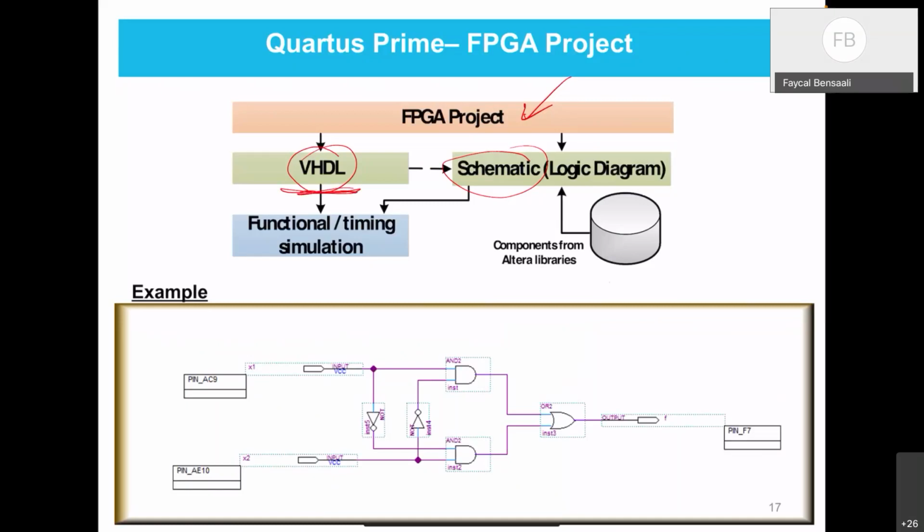You can add VHDL, you can add schematic. This is an example of schematic. We have a library where you can get the components. Do you see them here? This is an example that I did. You can connect the components like this, and then you can run and do the simulation. All this you can do with the software without the need of the FPGA.